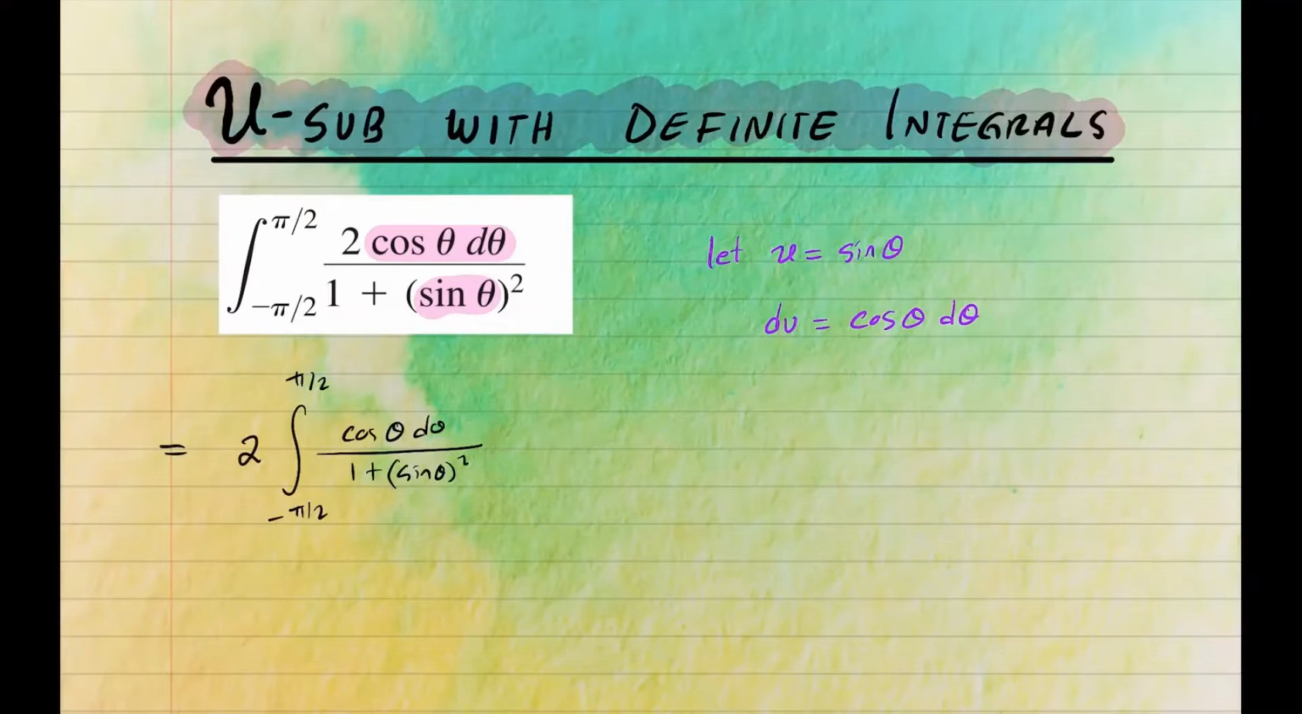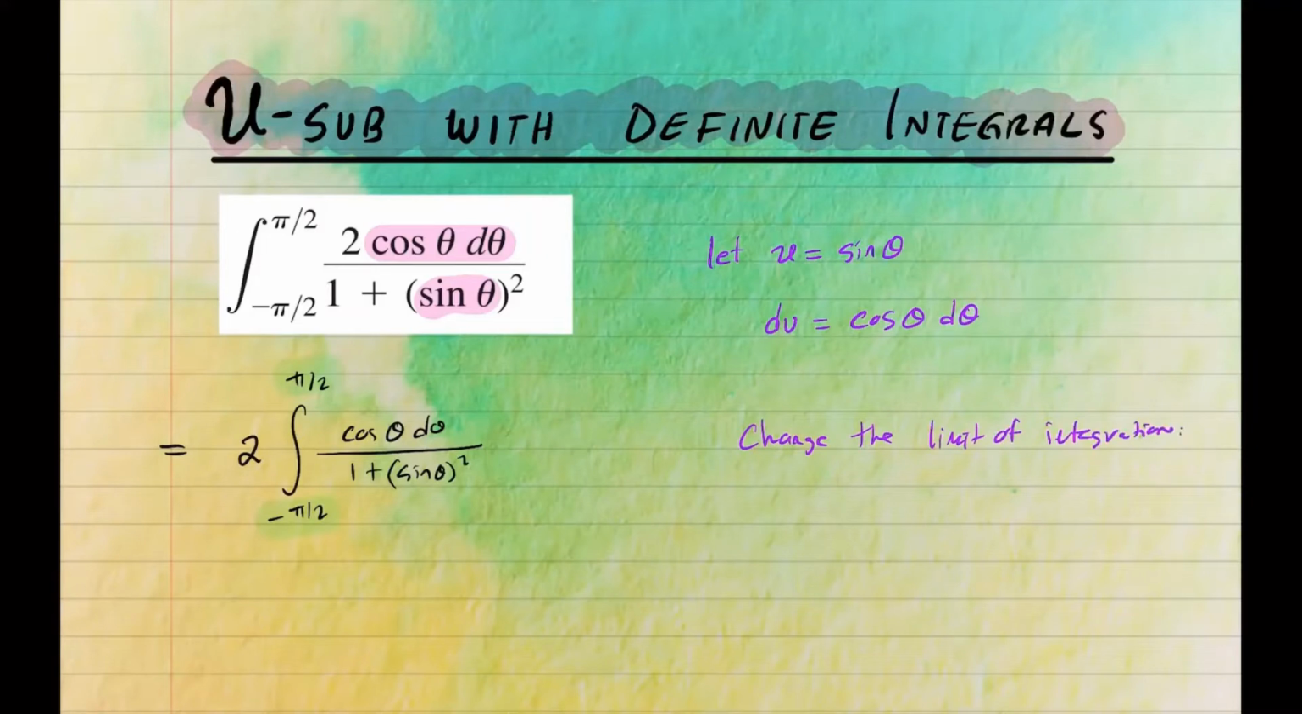So now once we make the replacement, we also need to worry about changing the limits of integration. So we're going to change them as well. Since these limits of integration belong to theta, we need to see what u will be when theta is equal to negative pi over 2 and pi over 2. So let's go ahead and change the limits of integration.